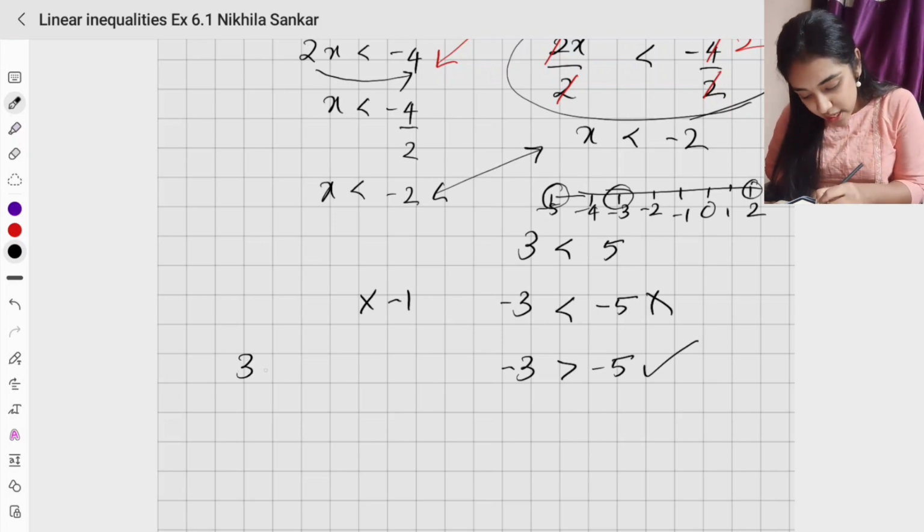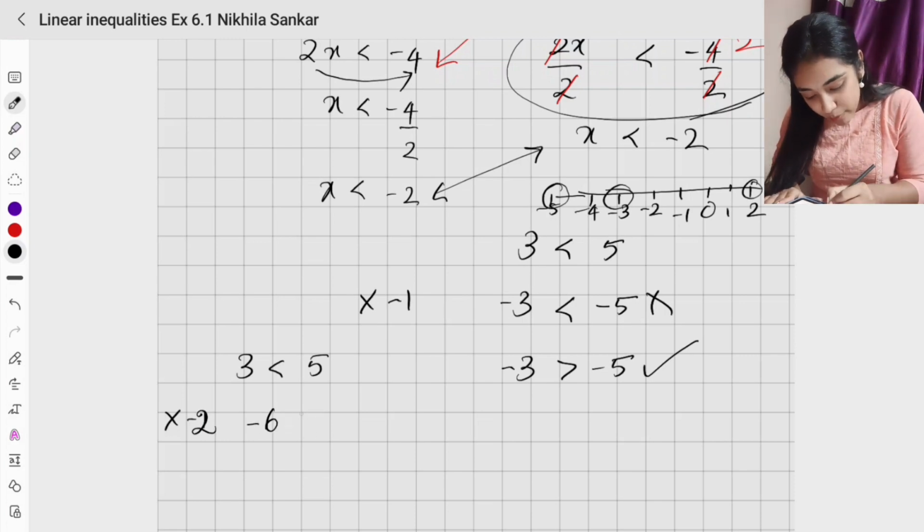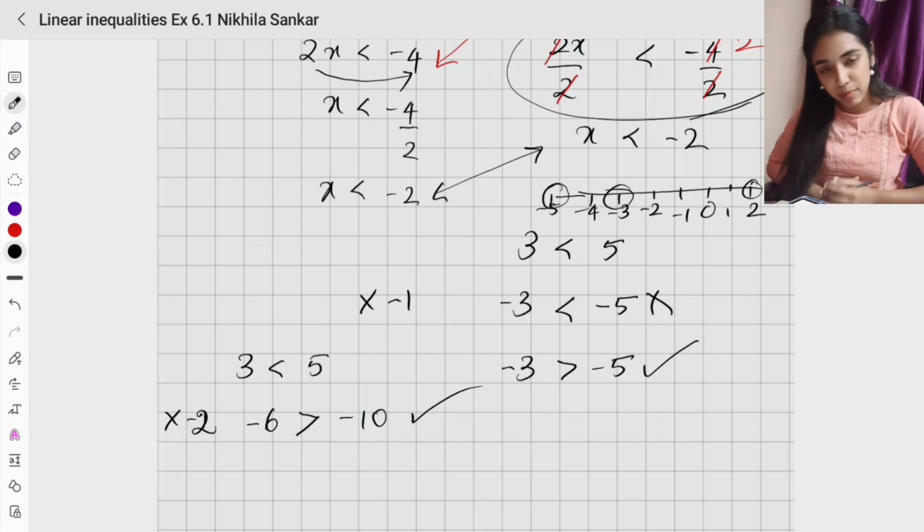So whenever I have 3 less than 5, I'm going to multiply by minus 1 on both sides, or let's take multiplying by minus 2 in this case. So what will I have? Minus 6. I'm going to reverse the inequality. On this side, multiplying gives me minus 10. So this statement is true.